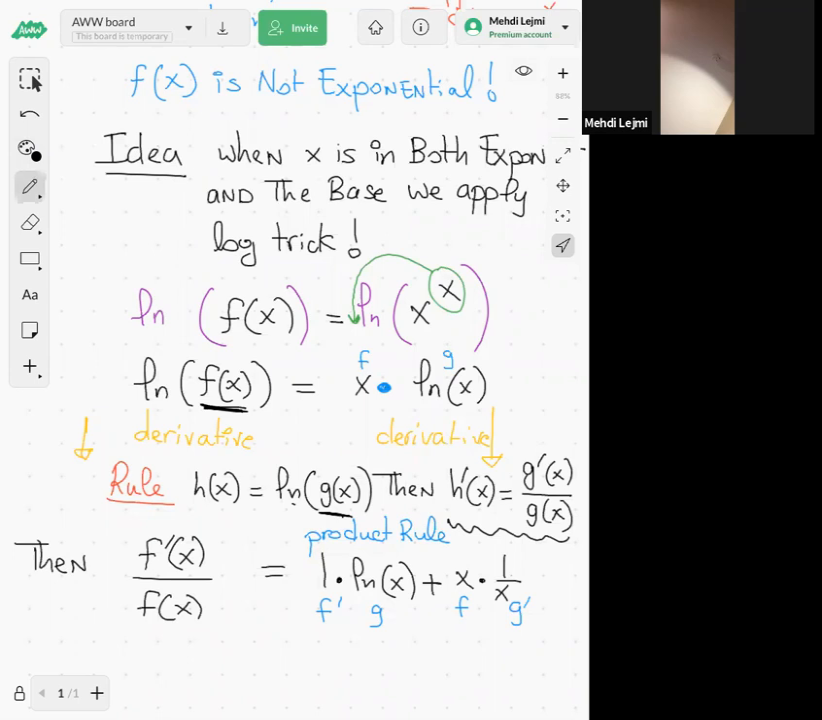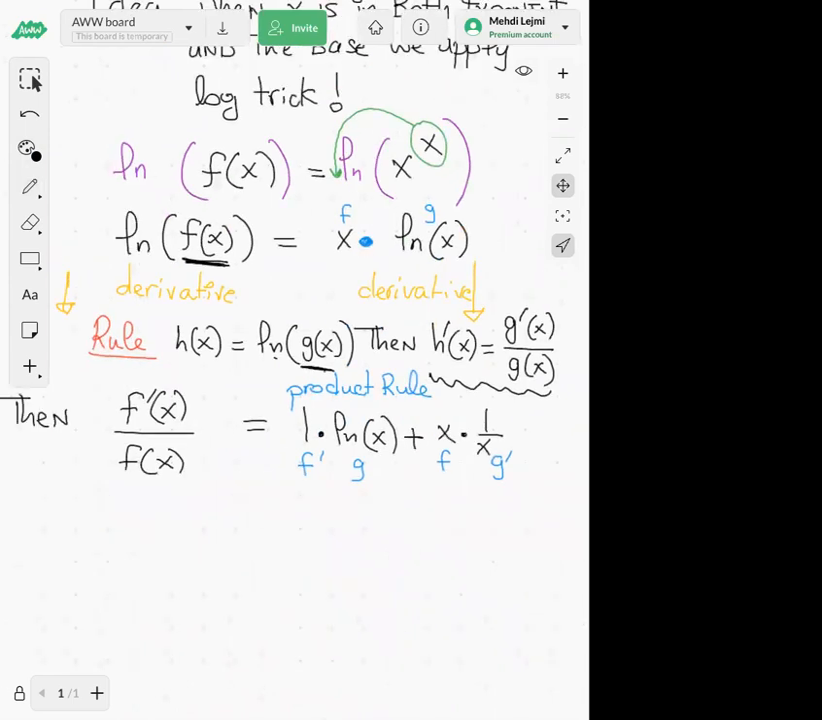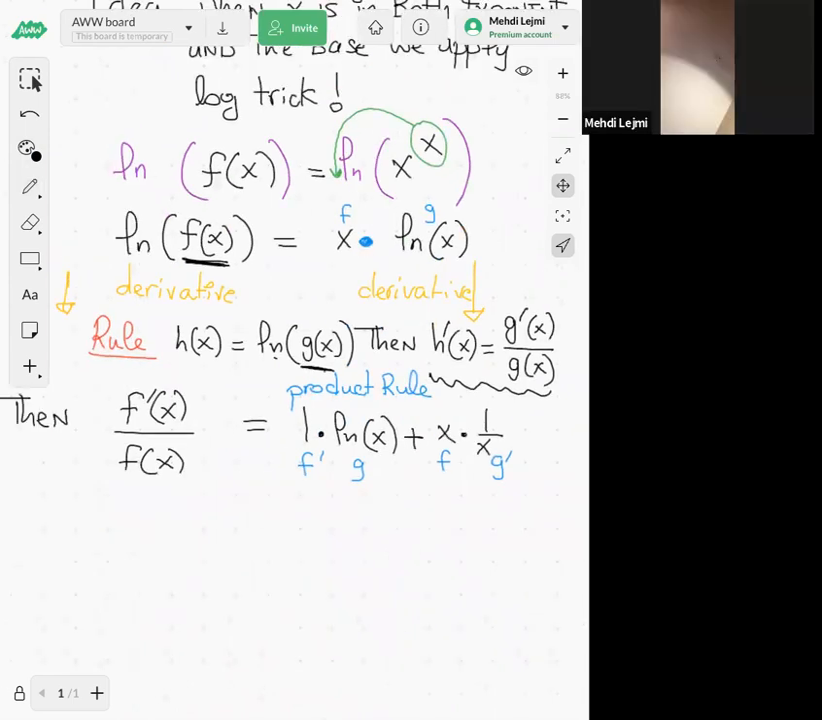Okay, so that's my product rule. Now, I'm sorry, Professor, how did you get 1 over x again? That's because... Where'd you get 1 from? The 1 over x, that's the derivative of natural log of x.